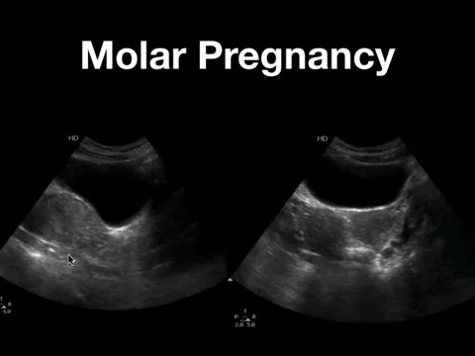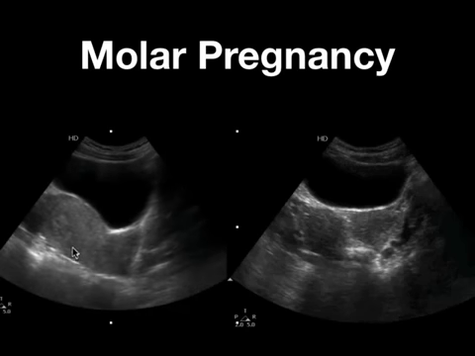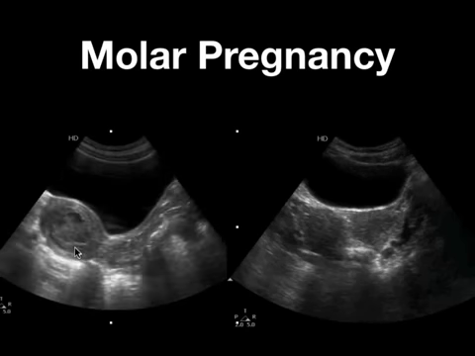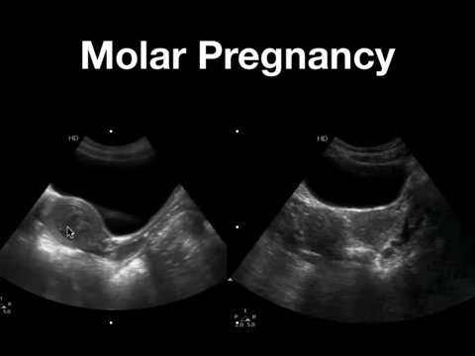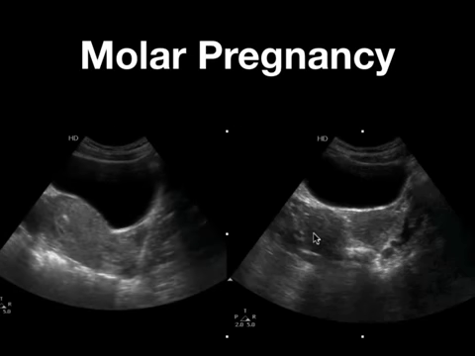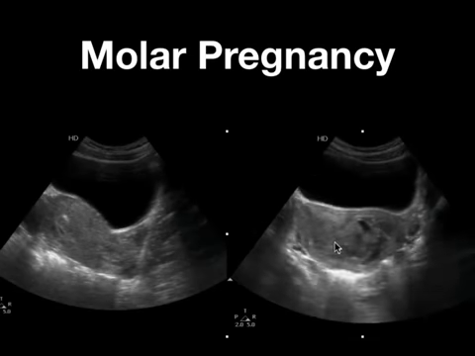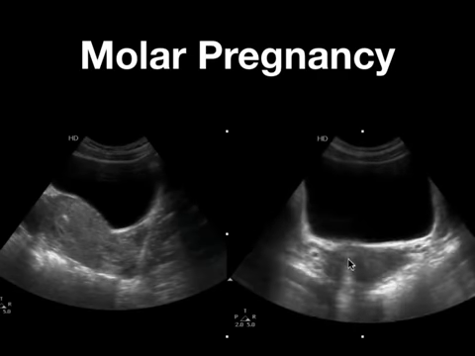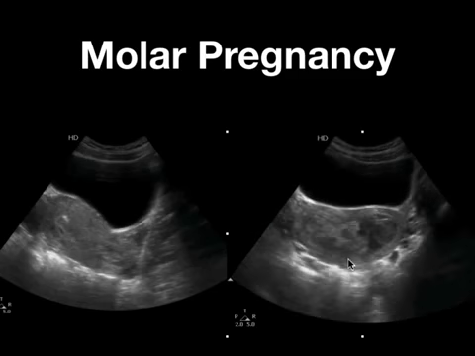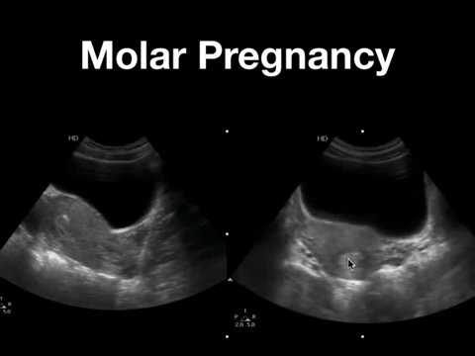Here's a patient who is about 6.5 weeks pregnant. You can see within the endometrium here, there are multiple cystic areas. And on the transverse view, you can see the same thing here. There's no definitive IUP, but you can see that the endometrium is heterogeneous and there's multiple cystic areas.